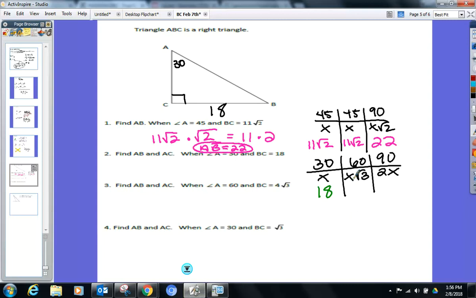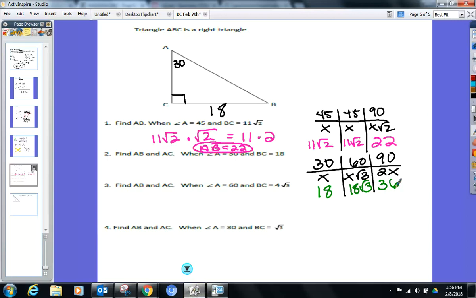Eighteen radical 3. And now what should go in my 90 column then? Look at the rule. What should go in my 90 column? 36. Why 36? Because you took 18 and multiplied it by 2. Now I go back and answer the question.